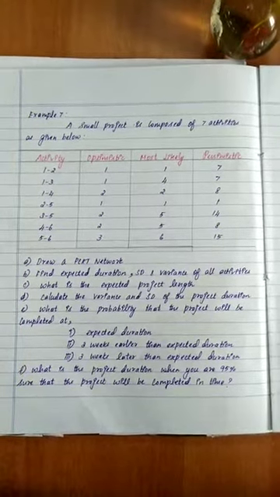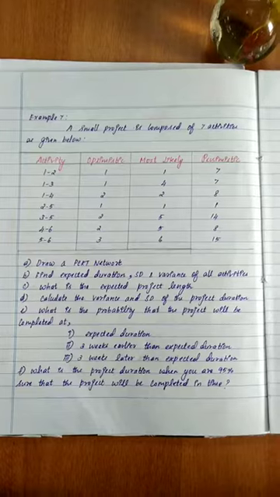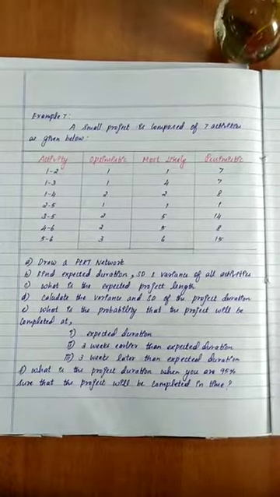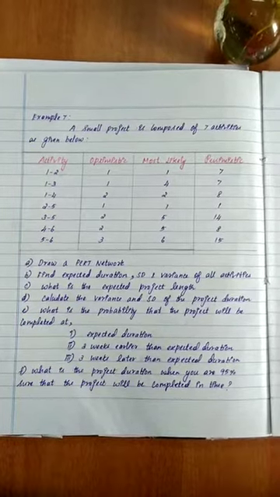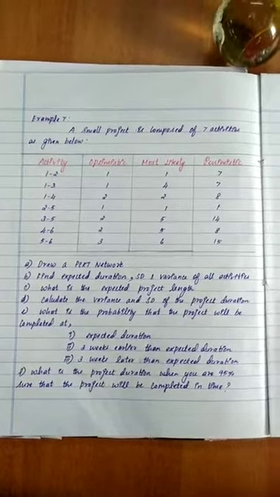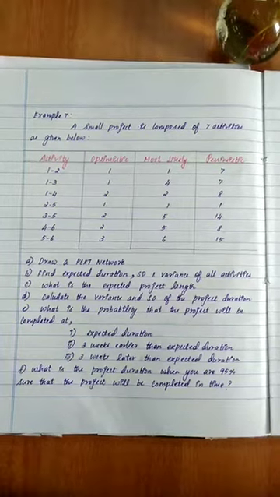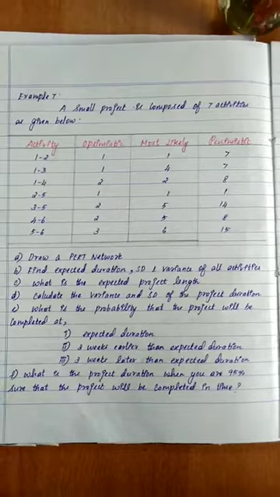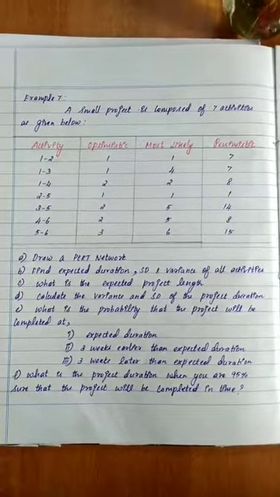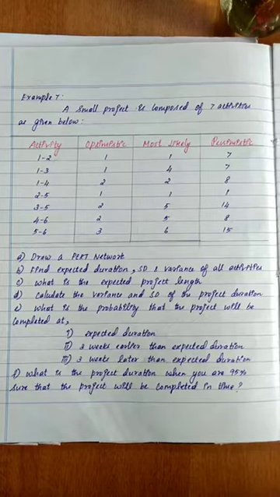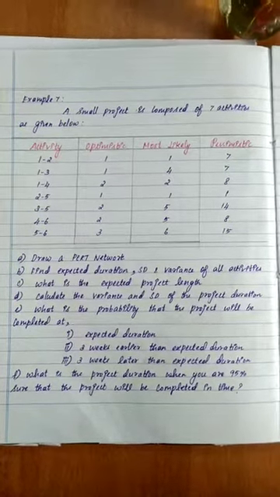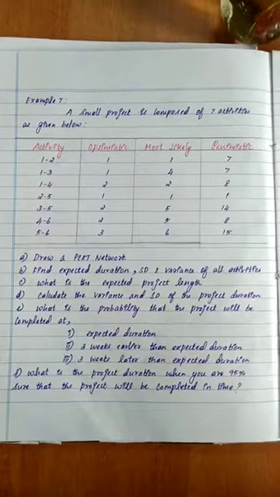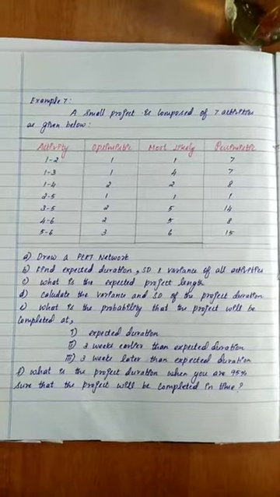The first one is draw a PERT network, and second one is find expected duration, standard deviation and variance of all activities, and third one is what is the expected project length, and fourth one is calculate the variance and standard deviation of the project duration, and fifth one is what is the probability that the project will be completed at. In this subdivision you need to find out 3 different variations. One is expected duration, 3 weeks earlier than expected duration and 3 weeks later than expected duration. So these are the 3 different things.